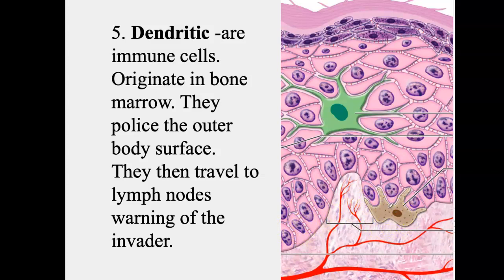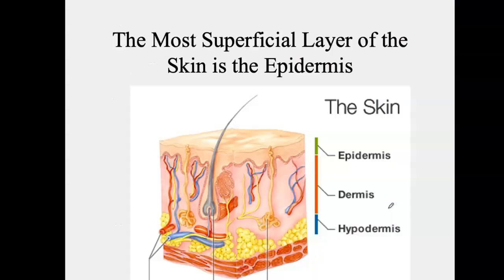So that is a list of all the types of cells that you can find in the skin, embedded in this layer here of the skin. Okay, make sure you know those. Make sure you know the names of all those different types of cells.